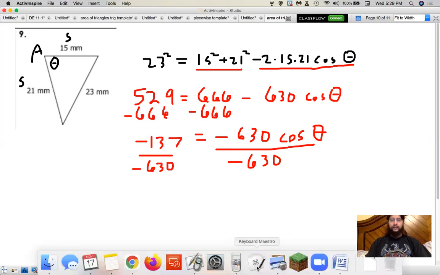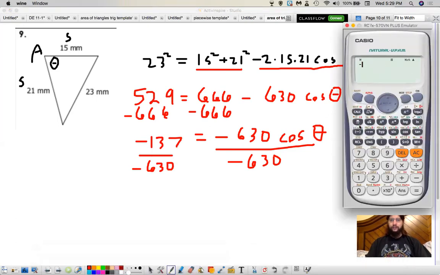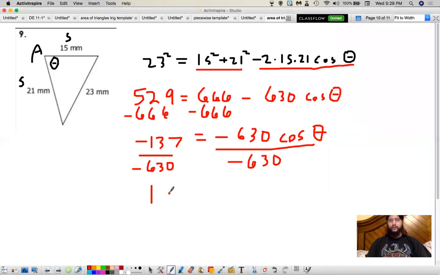Type that in your calculator, let's see what happens. Negative, I don't want to do that. Negative 137 over negative 630 gives me, okay, 137 over 630. That's what cosine of theta is equal to. Sure, why not? I'll write this stuff out.